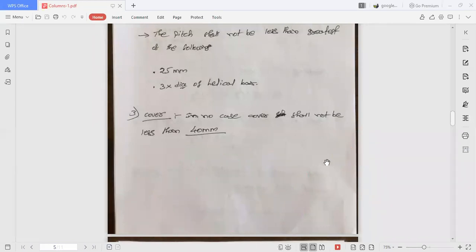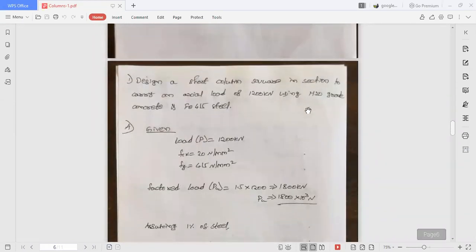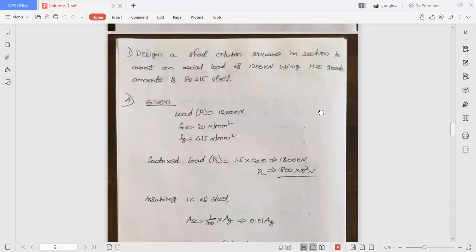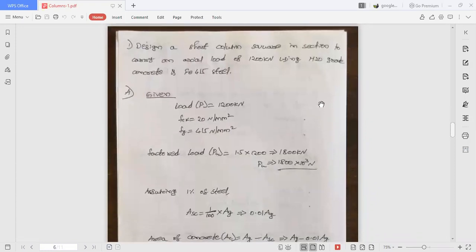Let us go to the main design problem. Column designs are very easy. Compared to beams and the next coming 5th chapter, your 4th chapter, column designs are somewhat easy and shorter also. So let us see the first one. Design a short column, square in section, to carry an axial load of 1200 kilonewtons using M20 grade concrete and Fe 415 grade steel. This question is very important.